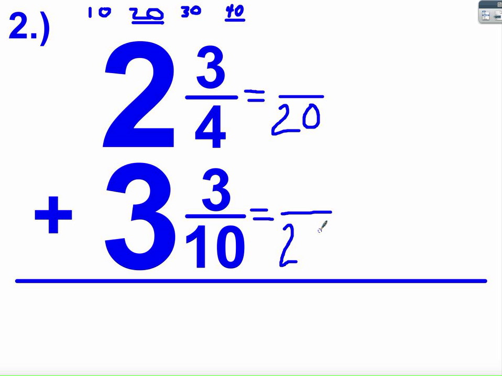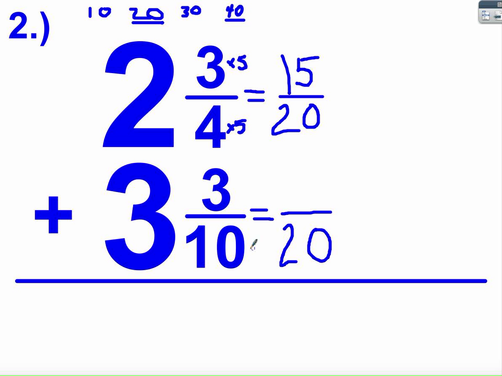So we'll make them into 20ths. Or you can just ask yourself, what is the smallest number that both 4 and 10 can divide into evenly? And it would be 20. Alright, so now we make our equivalent fractions. 4 times 5 equals 20. Rule is, whatever I do to the bottom, I have to do to the top. 3 times 5 is 15.